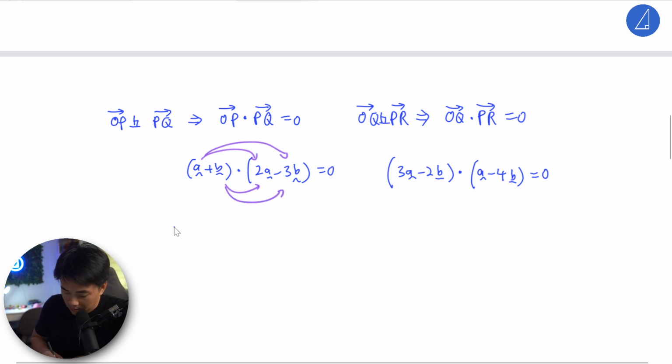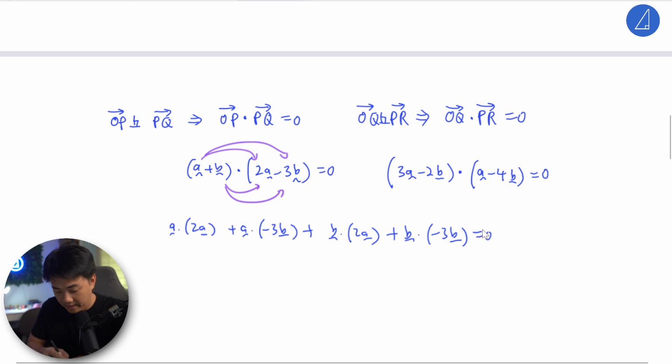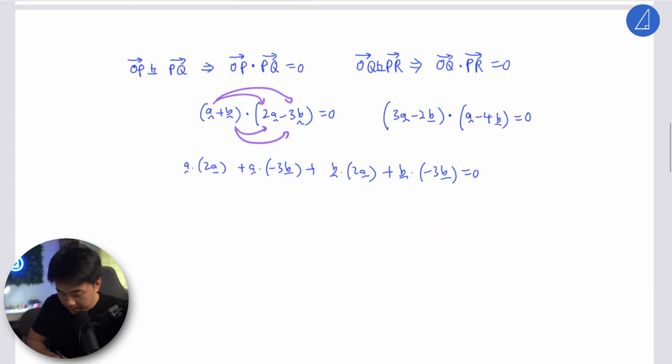So there will be A dot 2A plus A dot minus 3B plus B dot 2A plus B dot minus 3B. Okay, this is equal to 0 from the left hand side. So remember, A dot A is obviously mod A square, and B dot B is also mod B square. Then after which, the 2 can just be brought out, right? So then this is minus 3A dot B.